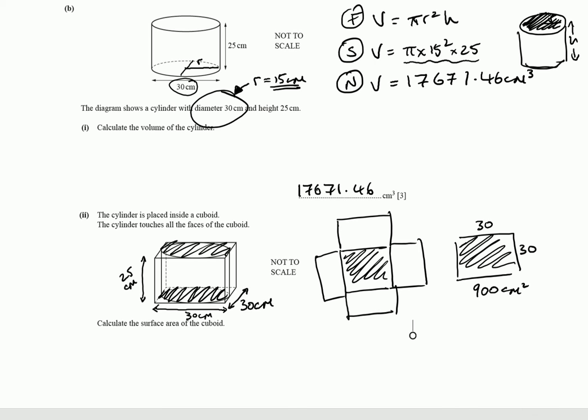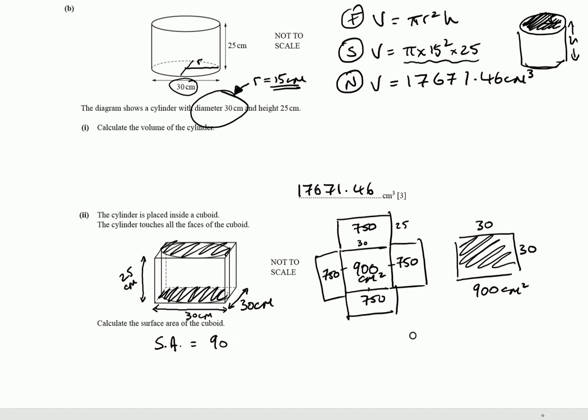That must also be the same for the base. Each side now is 30 times 25. Remember, this is 30 and this is 25. So 30 times 25 is 750, and that must be the same for each side. 750 over here, 750 over here, 750 over here, because each of these sides is 30 and each of these sides is 25.